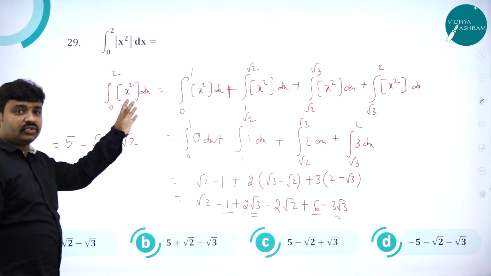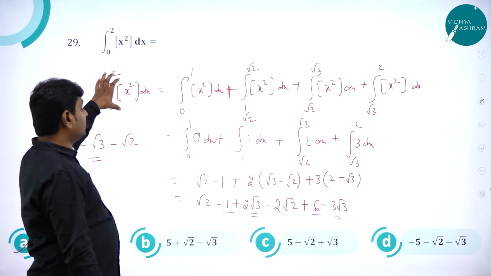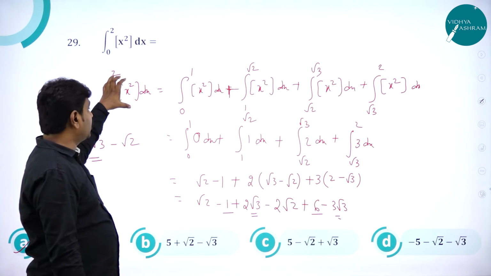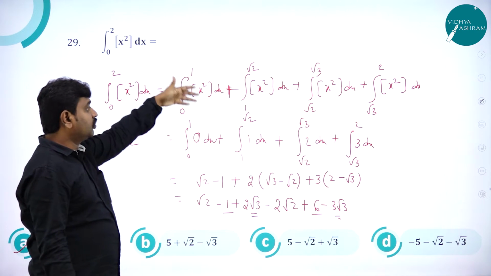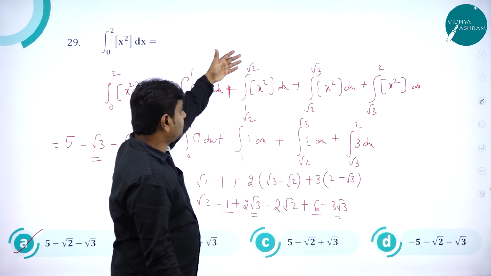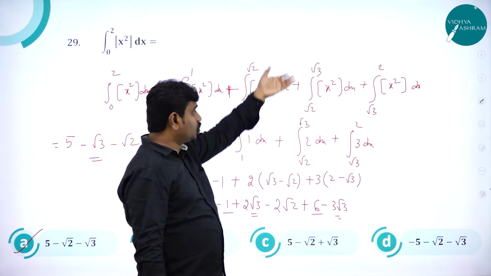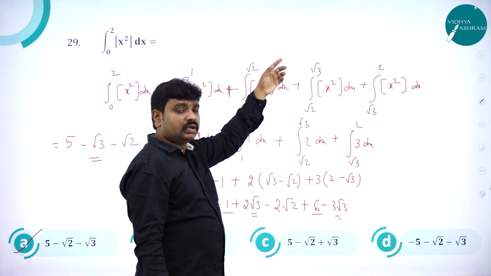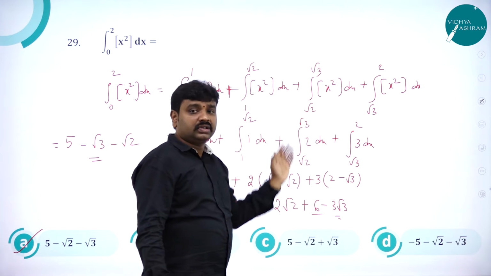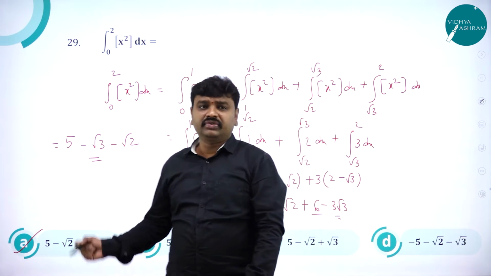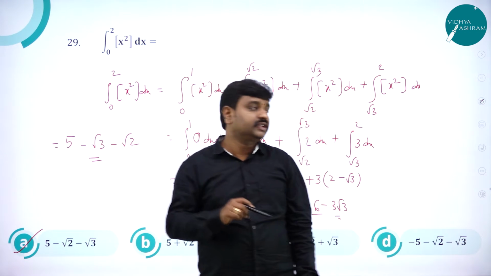But many people fail to split this. Integration 0 to 2 of the greatest integer function x square means it will take value 0 for 0 to 1, then 1 for 1 to root 2, and root 2 to root 3 it will become what? 2. Like that, split it and integrate. One of the special important questions.